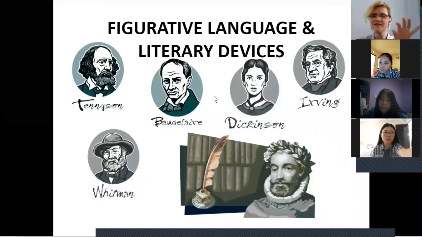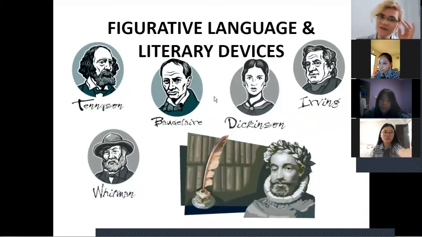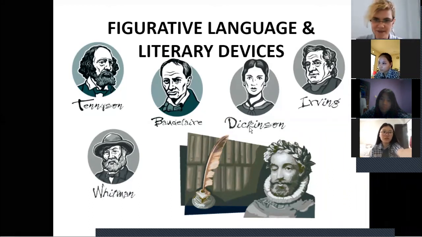Now, in poetry itself, we even have poetic devices. We'll get to that. Here are some very famous writers, and here we've got Emily Dickinson.